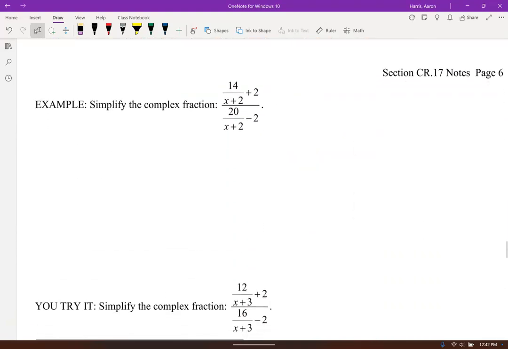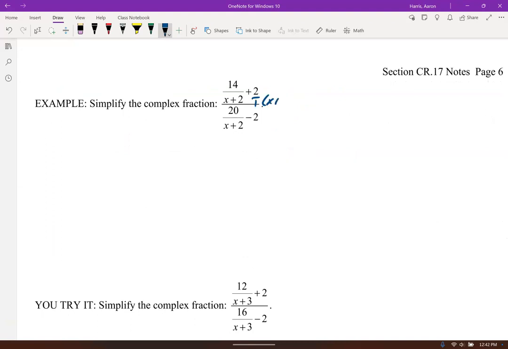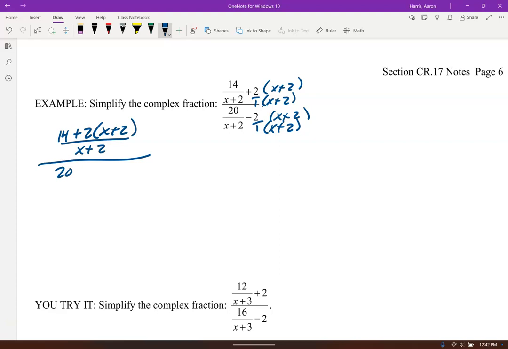Alright, same thing on this one. I've got to give this an x plus 2, x plus 2. This one I've got to give an x plus 2, x plus 2. So it looks like we'll have 14 plus 2, x plus 2, all over x plus 2. The denominator I'll have 20 minus 2, x plus 2, all over x plus 2.